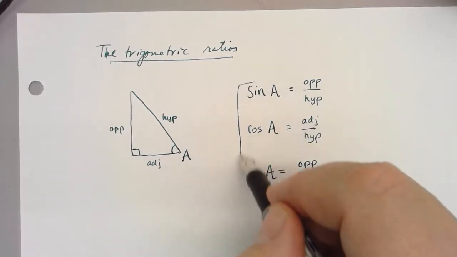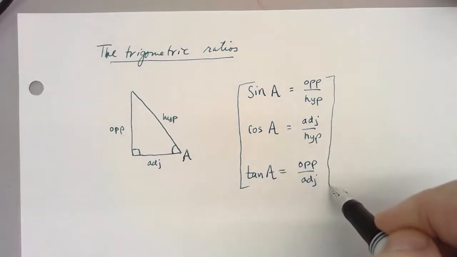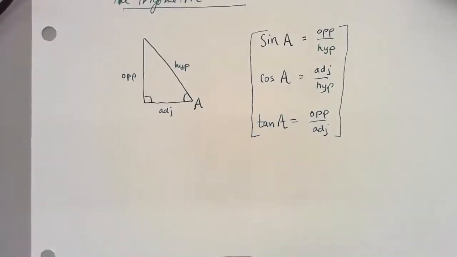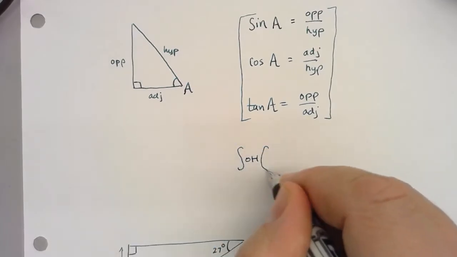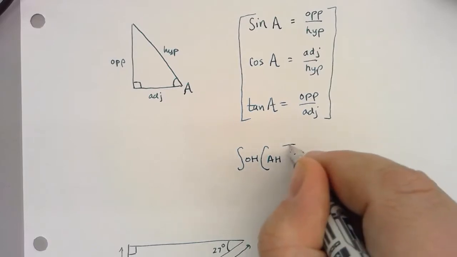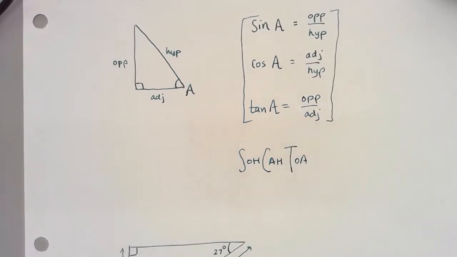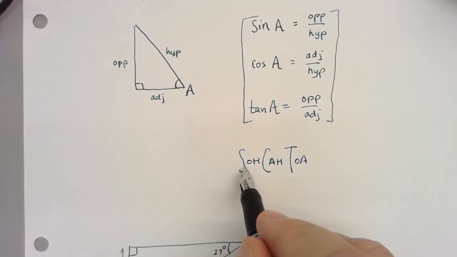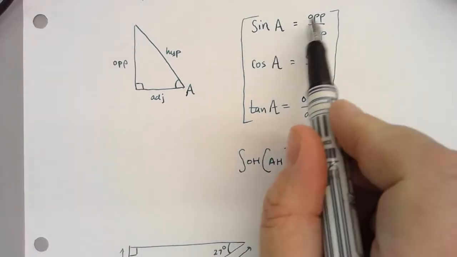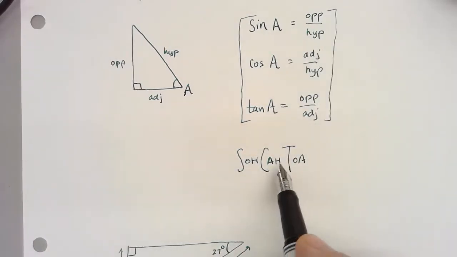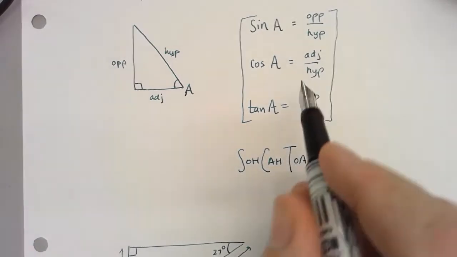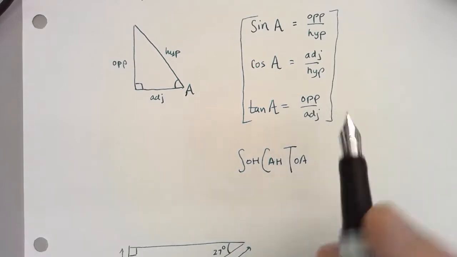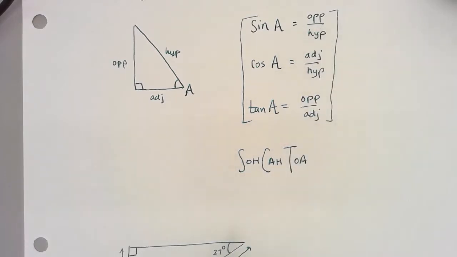You need to memorize these definitions. And there's a silly mnemonic that is often used: SOHCAHTOA, to remember how these are defined. SOH is reminding us sine is opposite over hypotenuse. CAH is reminding us cosine is adjacent over hypotenuse. TOA is reminding us tangent is opposite over adjacent. You have to have these three ratios memorized, and this is a helpful little trick.